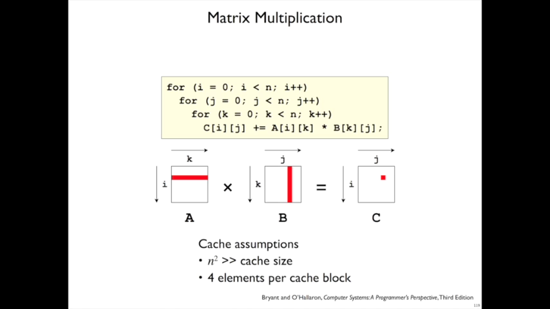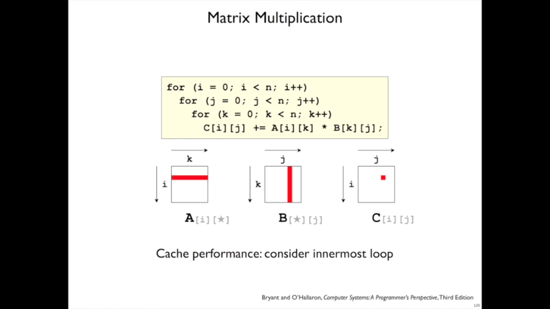As we look at this, we're going to make some assumptions about the cache that are common sorts of assumptions for when the issues that we're talking about matter. And that is when the matrices don't fit in the cache at all, when each matrix, by its size n squared, is much bigger than the cache size. For the purpose of making concrete calculations, we're going to assume 4 elements per cache block. So maybe we're looking at doubles and we have a 32-byte cache block or something like that.